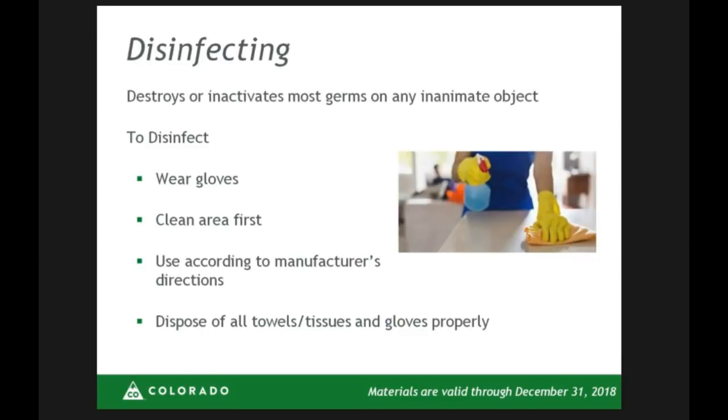Disinfecting. Once again, you need to use an EPA registered product, and the purpose of disinfecting is to destroy most germs on any object or inactivate them, but not bacterial spores. Disinfect any surface contaminated with blood or other potentially infectious material, OPIM, such as toilets, diapering areas, areas contaminated with blood or vomit, and remember to check the product label and use it according to the directions, ensuring proper dilution and leaving the solution for the proper amount of time for it to disinfect, so leaving it on for the right amount of time. You may need to contact your local health department for safe dilutions and contact times.